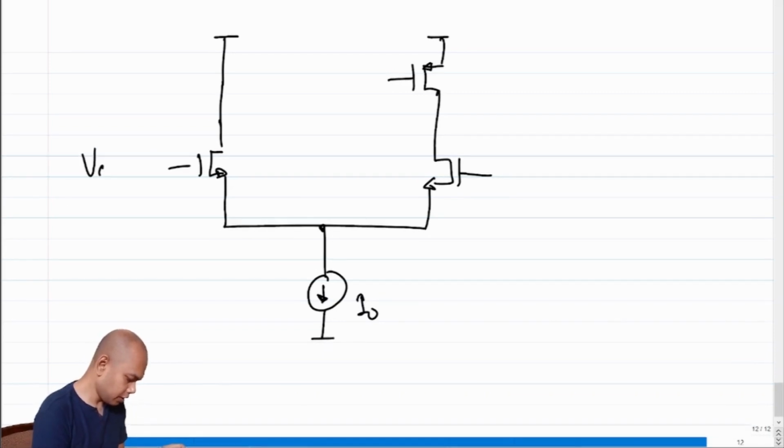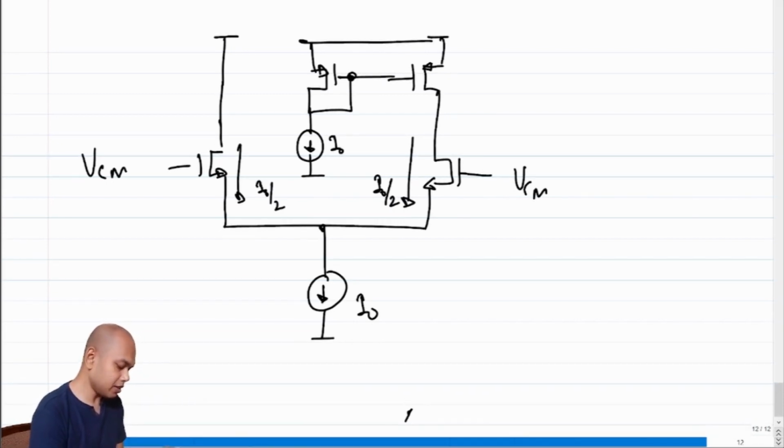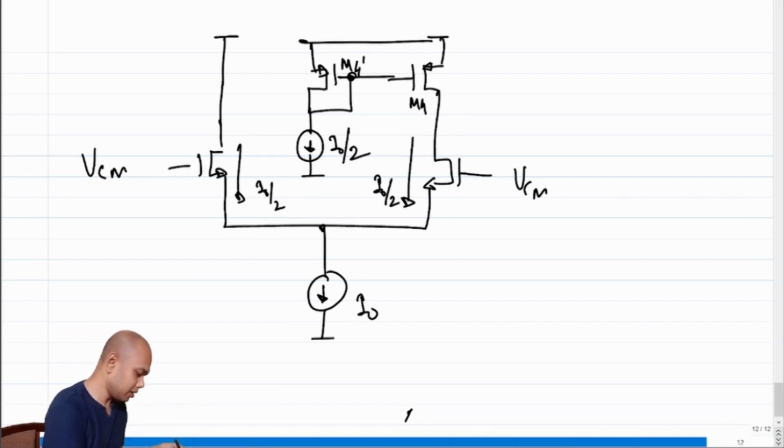So let's say this is VCM. So under quiescent condition, what is this current? This is I naught by 2. What is this current? This is I naught by 2. What is this current? If we bias it properly and M4 and M4 prime also have the same W by L, this has to be I naught over 2, otherwise the current won't be biased properly.